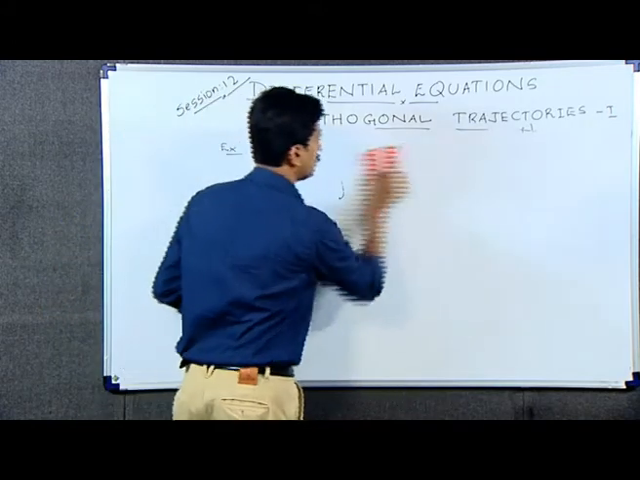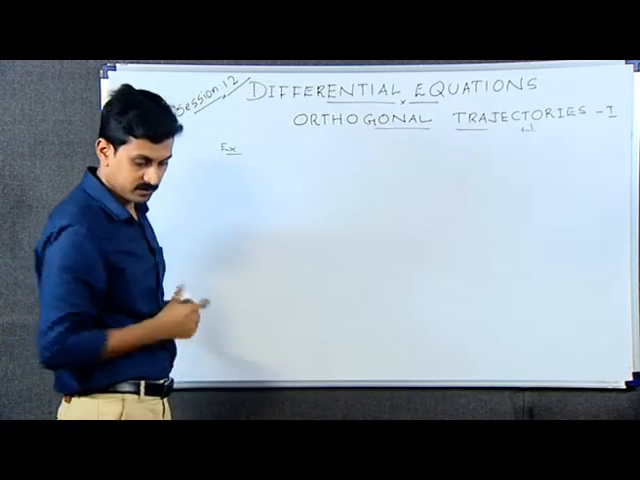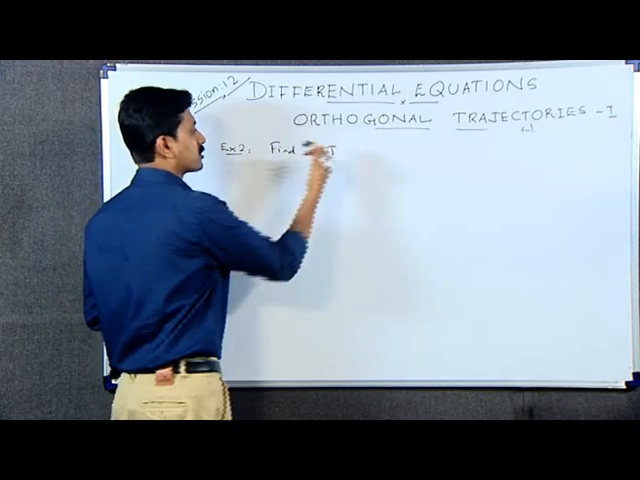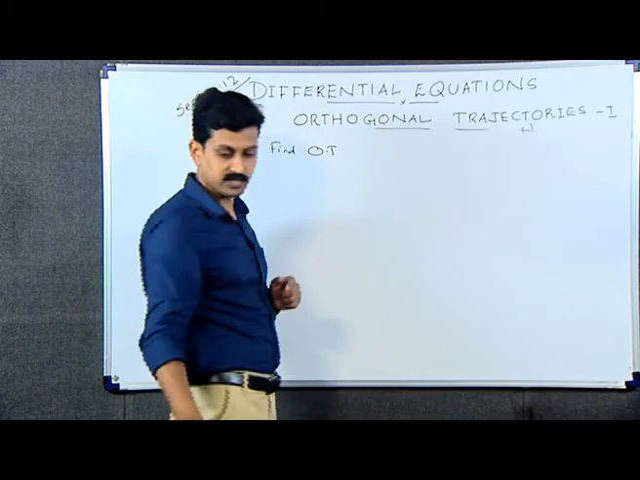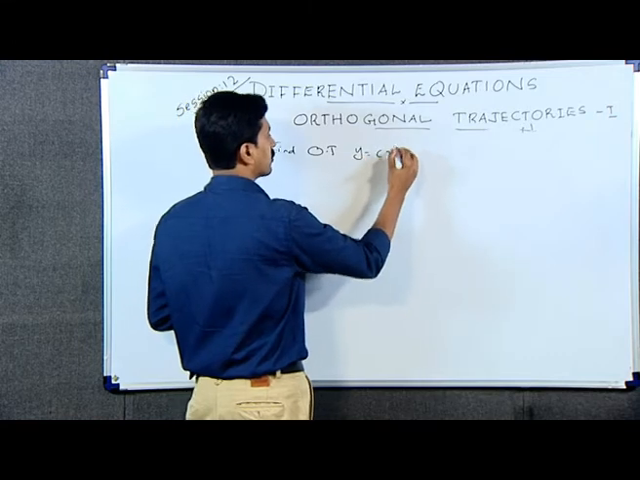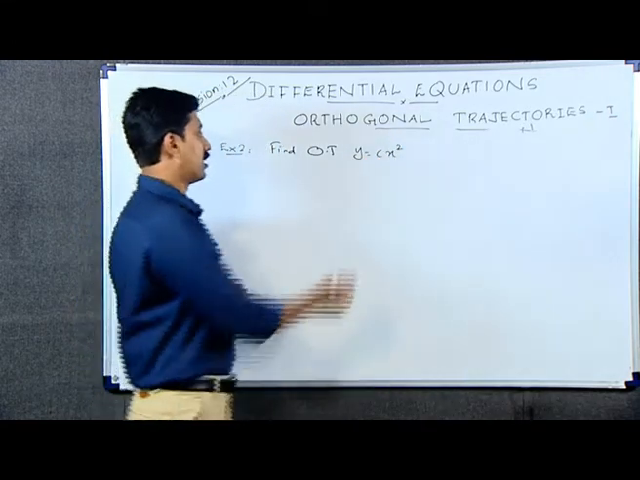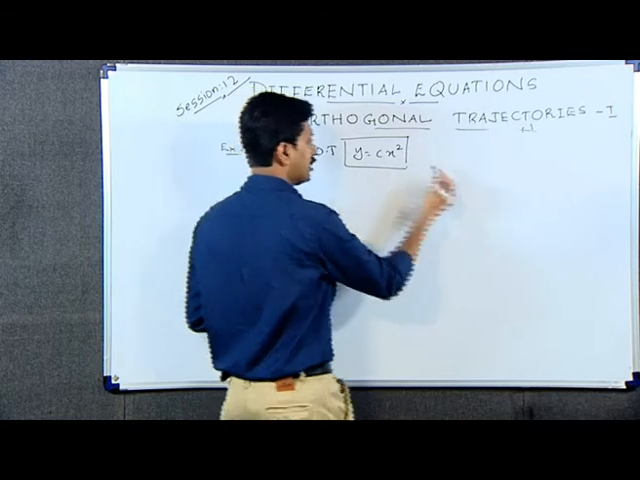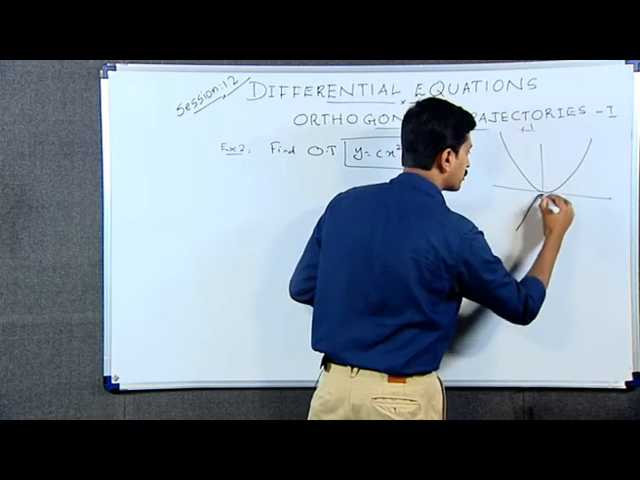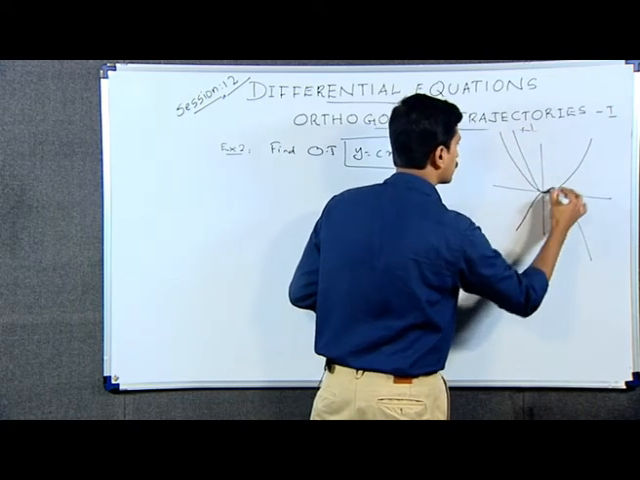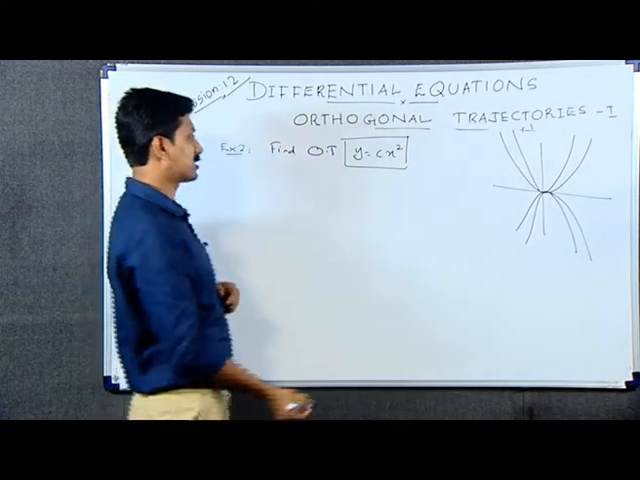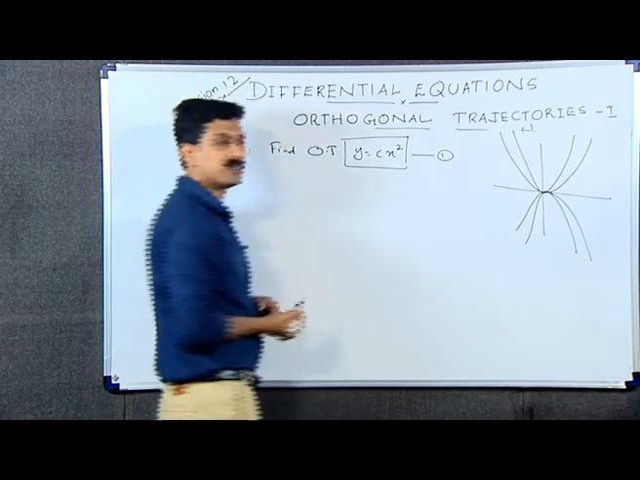Example 2. Find the orthogonal trajectories of the family of curves y is equal to cx square. What about y is equal to cx square? It is a family of parabolas which are symmetric about the y axis. I am taking this as equation number 1.